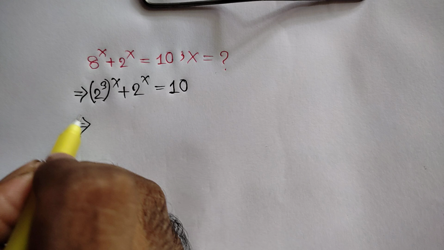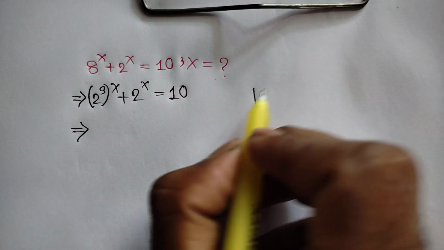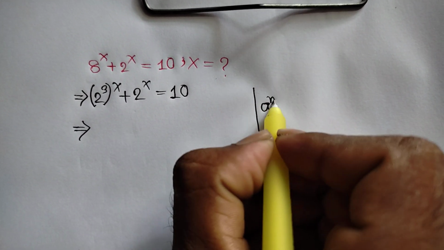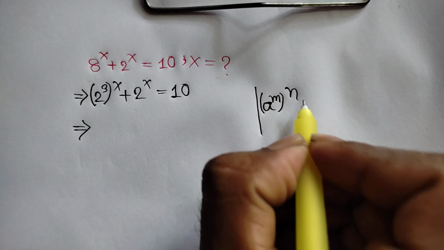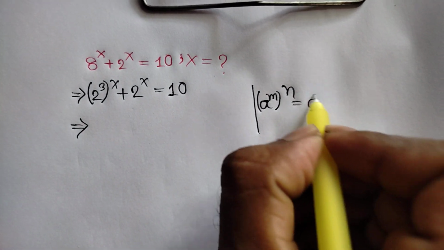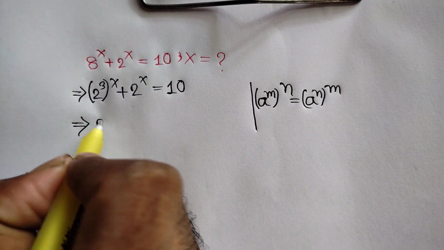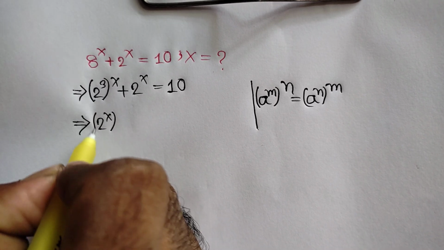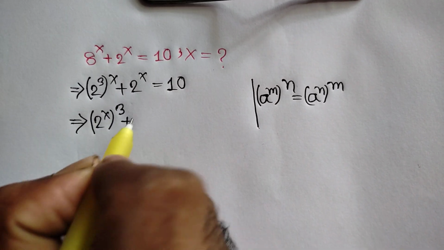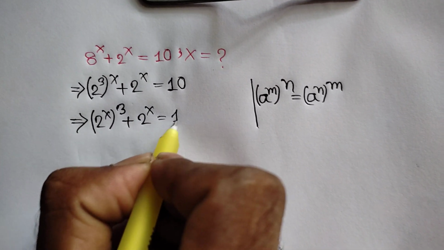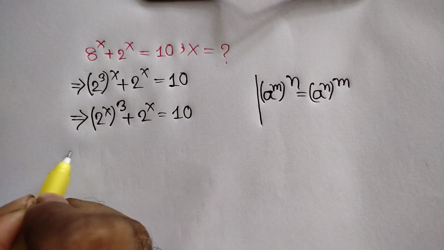We know (a to the power m) whole to the power n is equal to (a to the power n) whole to the power m. Apply this rule here. We can write (2 to the power x) whole to the power 3 plus 2 to the power x is equal to 10.